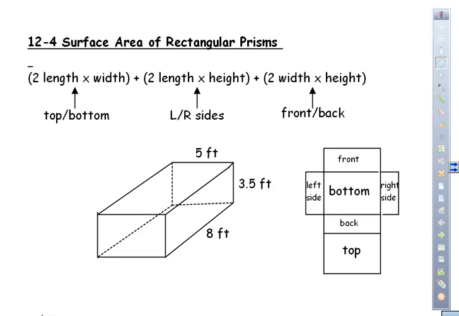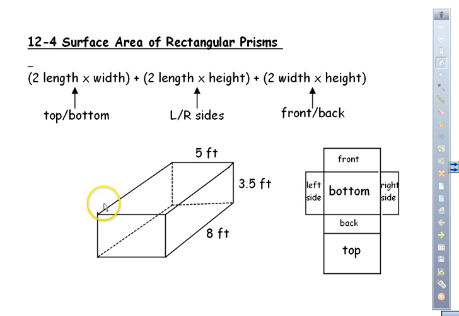Alright, we're working on 12-4, surface area of rectangular prisms. And it's a very simple formula. It is on your reference sheet. But that simple formula is basically finding the area of all the different surfaces, which there are 6 surfaces: the top, bottom, the left and the right side, and then the front and the back. And that's what this formula is telling you.